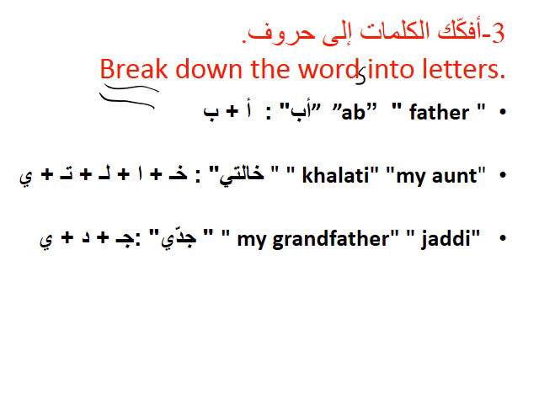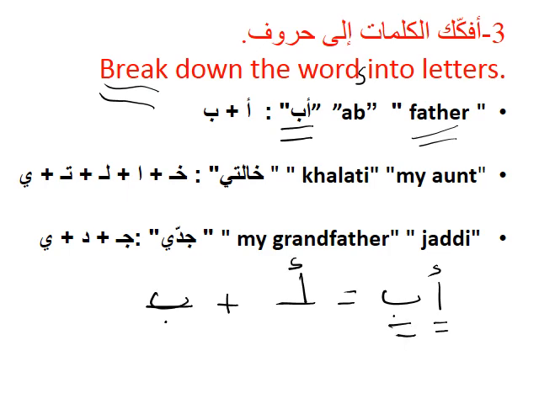As we know, the first step, we have to read the word in the English language, which is father. And father in the English language is equivalent to ab in the Arabic language. So the word that's required from the student to break down is ab. To break down the word ab, we are going to split it into 2 letters. The word ab contains 2 letters, so the first letter is A and the second letter is Ba.